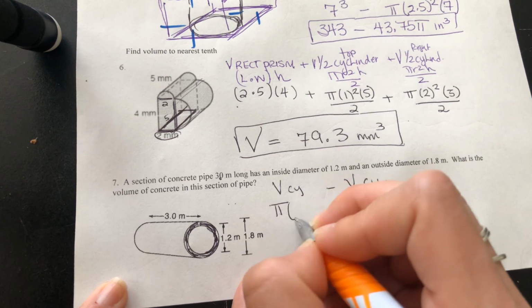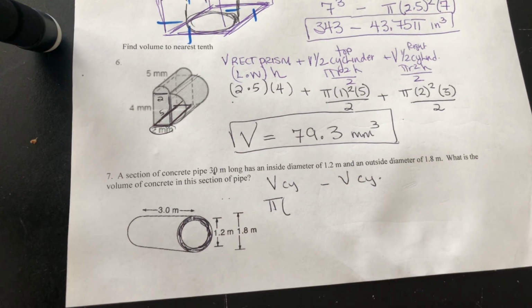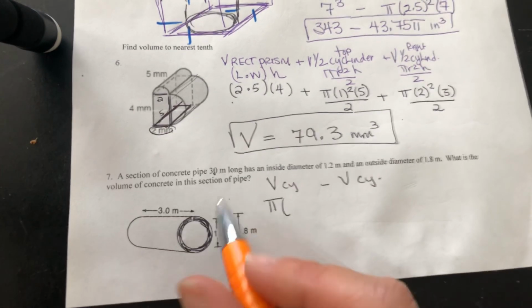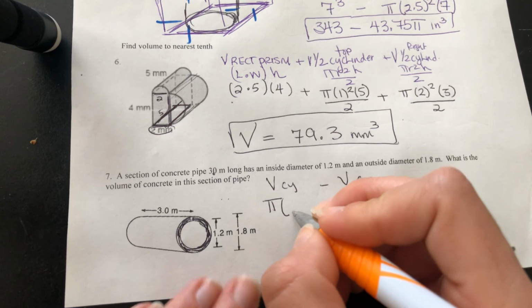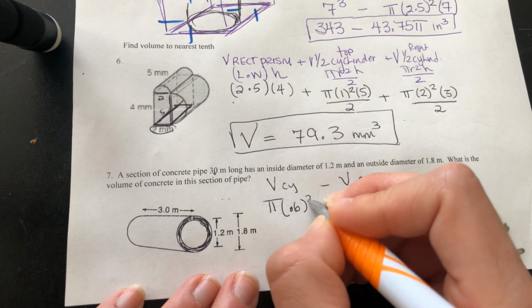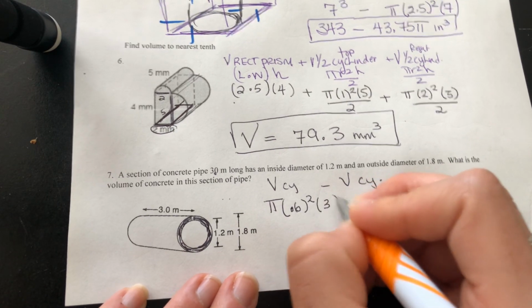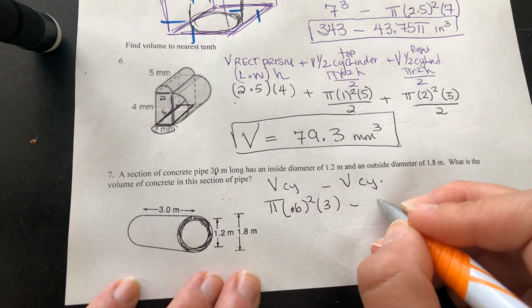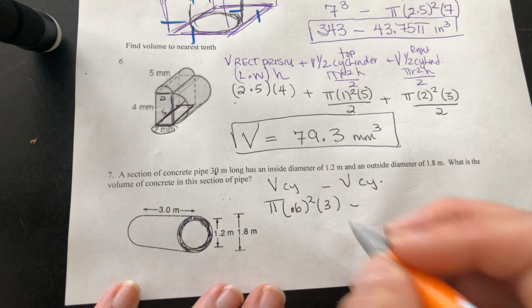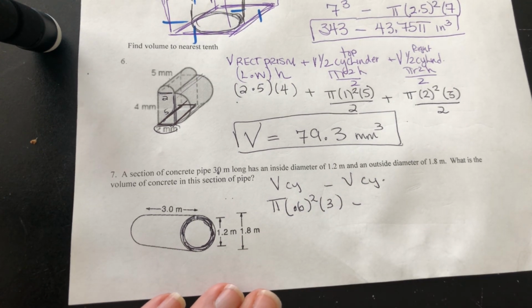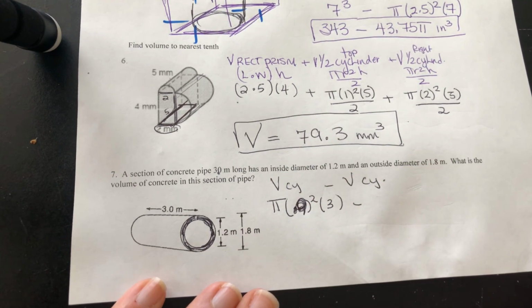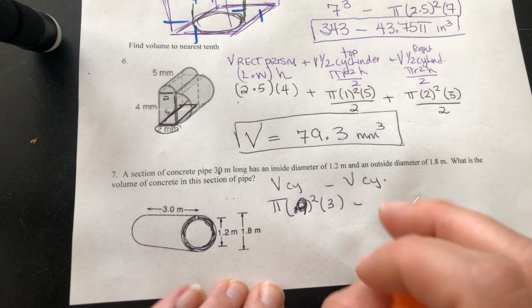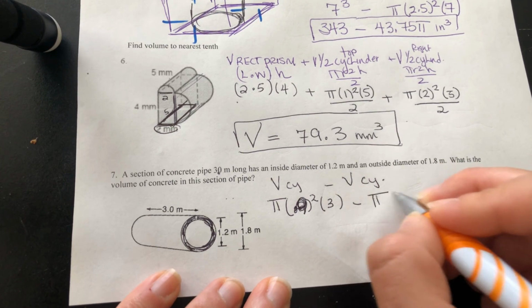So we have pi, the radius. Well, 1.2 is obviously the diameter of the inner one. So 1.2 divided by 2 is 0.6 squared, and the height is 3, minus the volume of the outer one first. It's 0.9. Sorry. Minus the volume of the inner one.